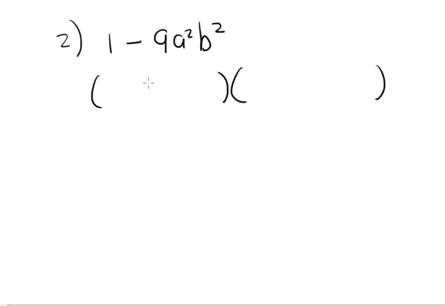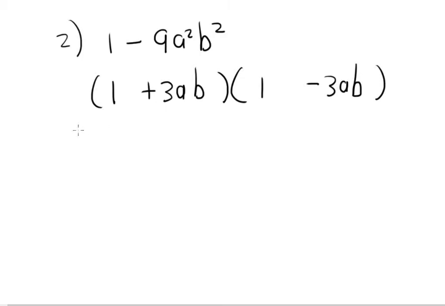Number 2, we've got 1 minus 9a squared b squared. So our answer in this case is going to be plus minus, square root of 1 is 1 and 1, and then we have to take the square root of 9a squared b squared. So once again we can break it up. The square root of 9 is 3, the square root of a squared is a, and the square root of b squared is b. So that's my answer. I can't factorize any further from that.